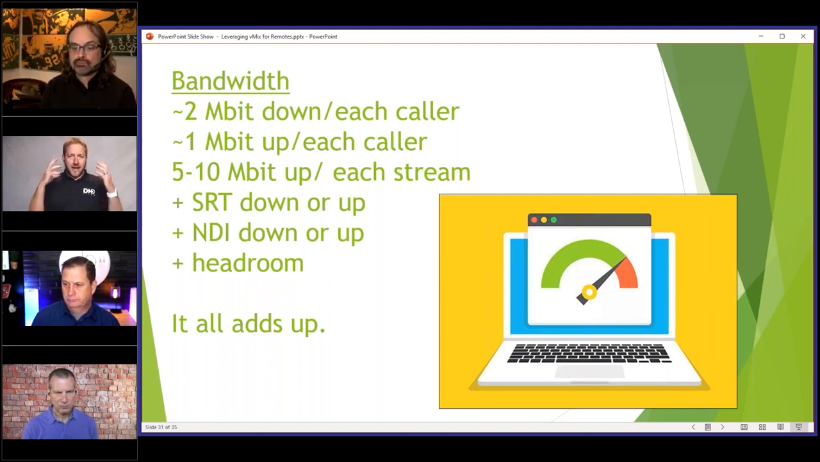Because at 720p through vMix Call, you're coming in only 2 megabits down maximum for each caller. But then you also have the return feed for each caller, so you have to add that up. And then, of course, if you've got your master streams, do you want to stream to three places? Well, if you're doing a 7 megabit stream, that's 21 megabits just for that. Are you sending SRT up or down? Are you sending NDI up or down? Plus, you need a bit of headroom because that internet bandwidth is not always exactly 20. It might dip down a little bit and cause a little bit of problem.